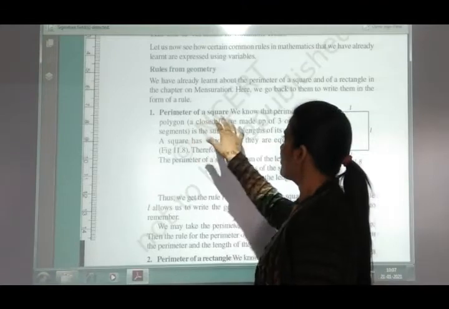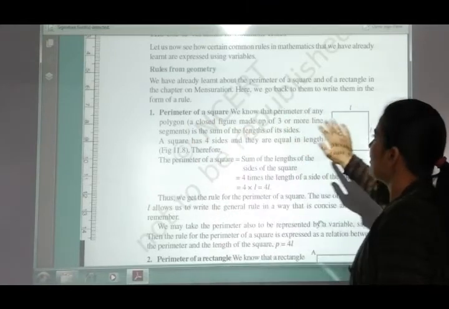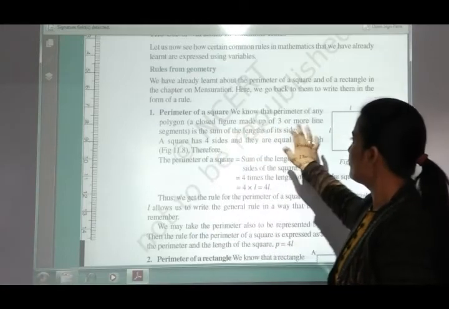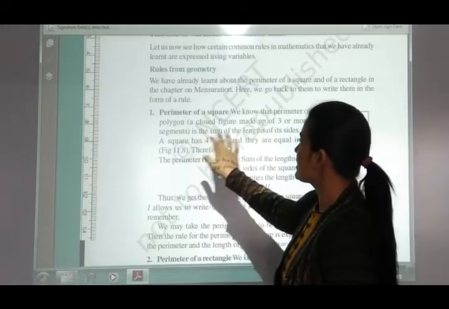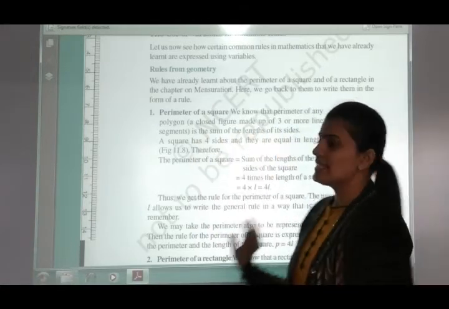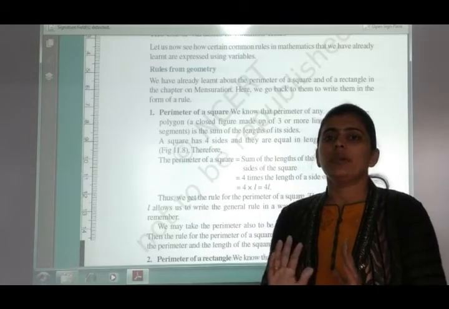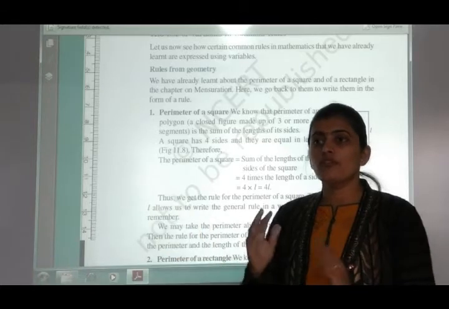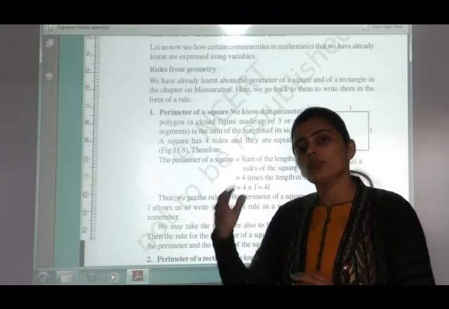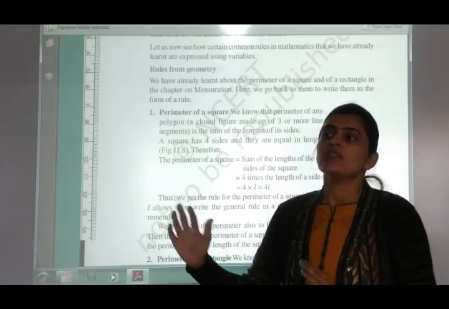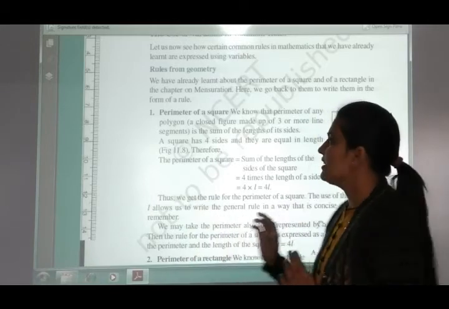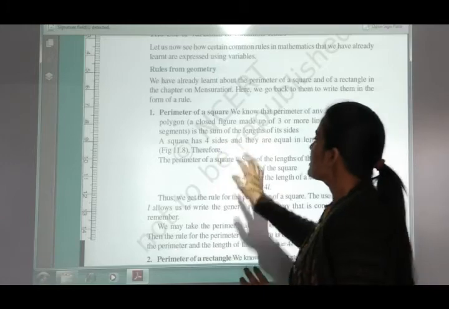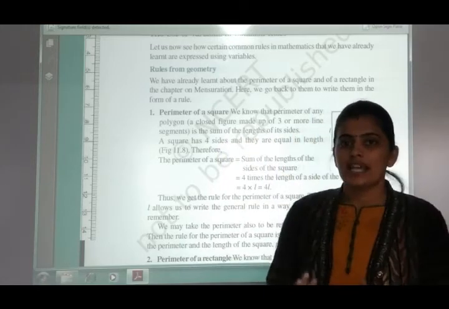First, perimeter of a square. We know that the perimeter of any polygon, a closed figure made up of 3 or more line segments, is the sum of the lengths of its sides. So if you want to find the perimeter of any closed figure made up of 3 or more line segments, the general formula is to sum the lengths of its sides.